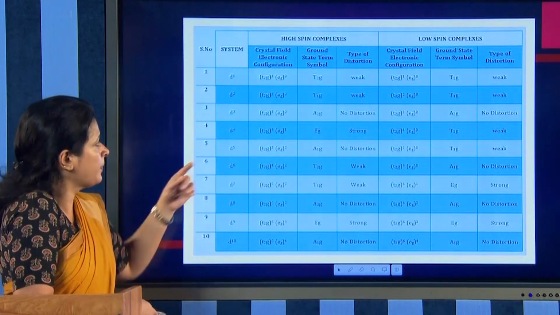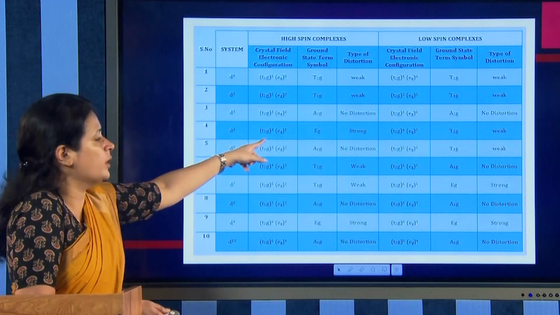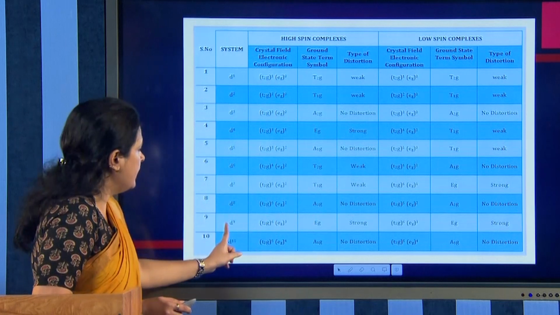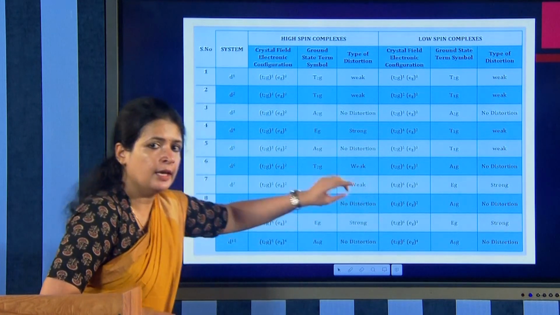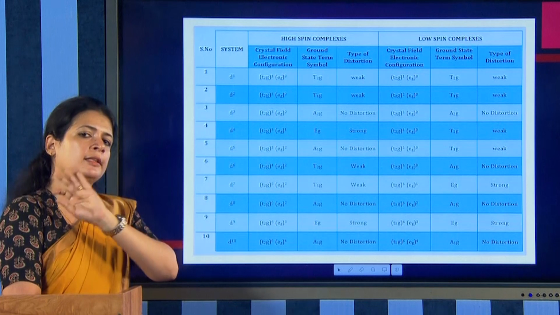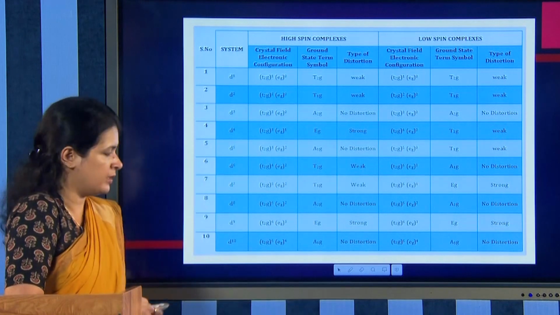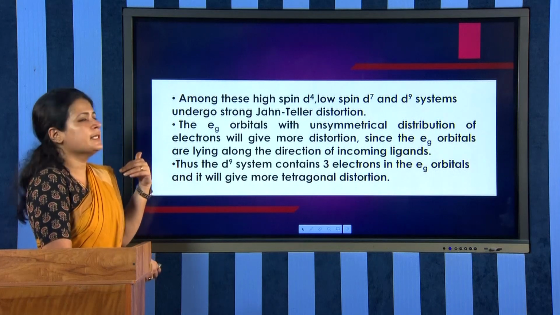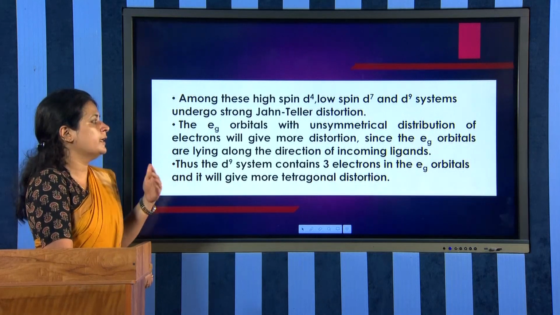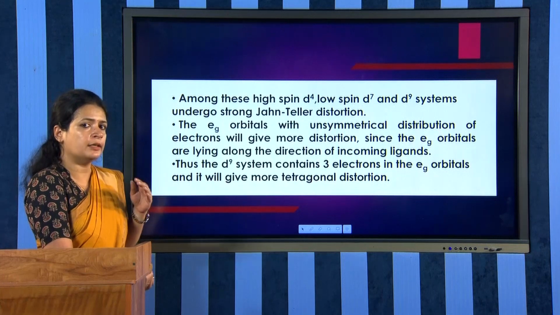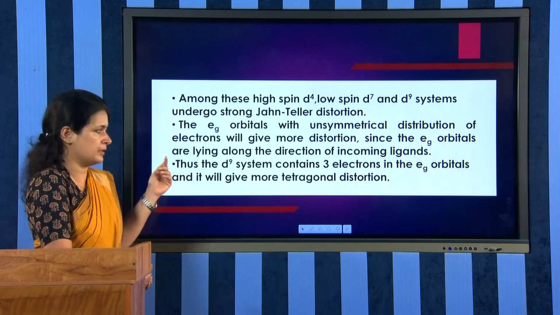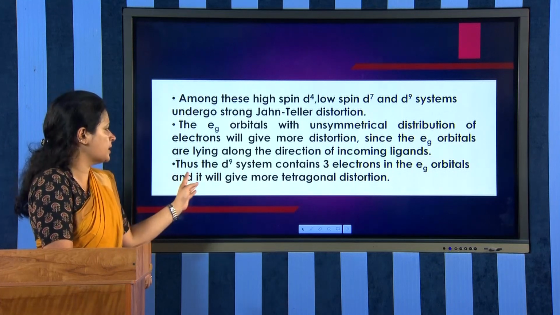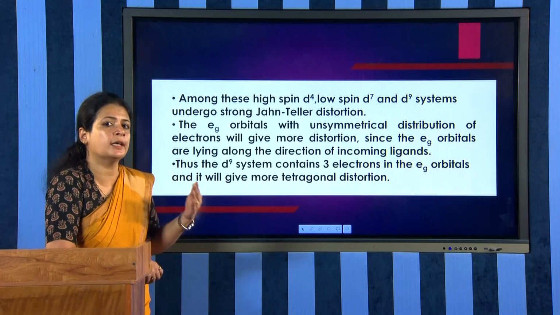See, d4 is eg1, d7 low spin is eg1, d9 is eg3. If it is eg1 or eg3, a complete Jahn-Teller distortion is possible. And thus the d9 system contains three electrons, that is eg3. It was eg3 in the case of the d9 system. So, the d9 system containing three electrons in the eg orbitals will have a more tetragonal distortion.